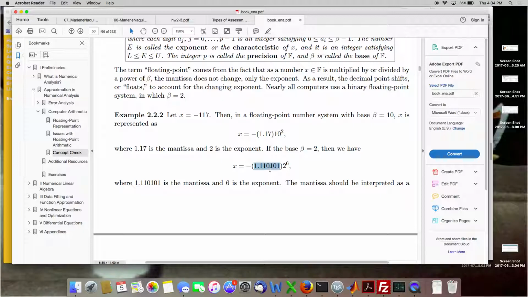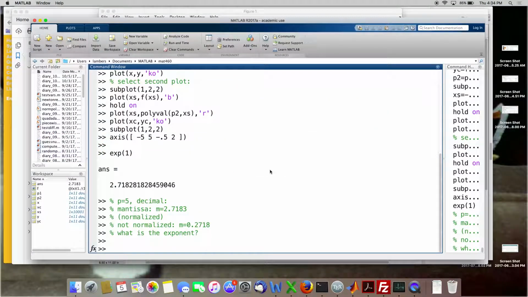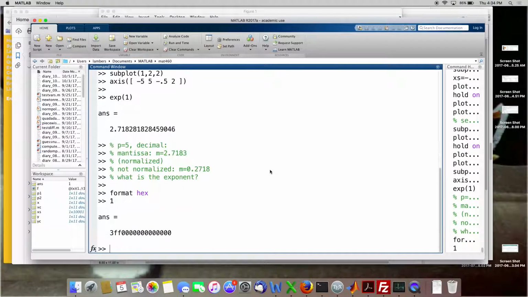When we do format hex in MATLAB and type the digit 1, why do we get 3FF, not 1? Oh, because the 3FF is the exponent. What happens is the bits that are stored in that format are not the actual exponent. It's the exponent plus 1023. So the 3FF, well, let's dissect that.